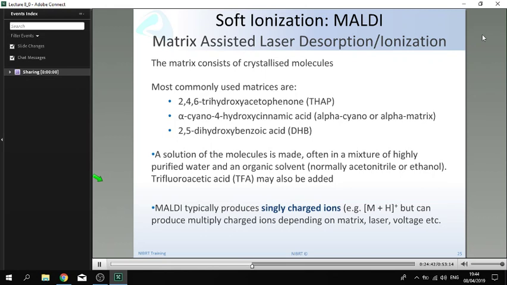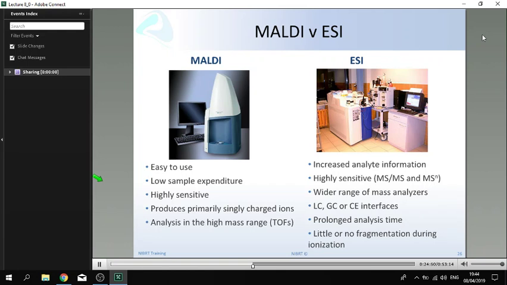But if you want MALDI to produce multiple charges, then you can change your matrix, you can change your laser, you can change your voltage. You can play around with it to change the charge of the sample that you're analyzing.